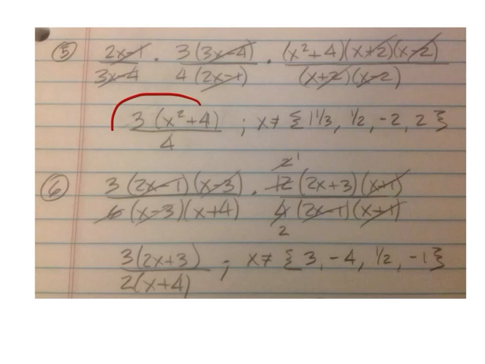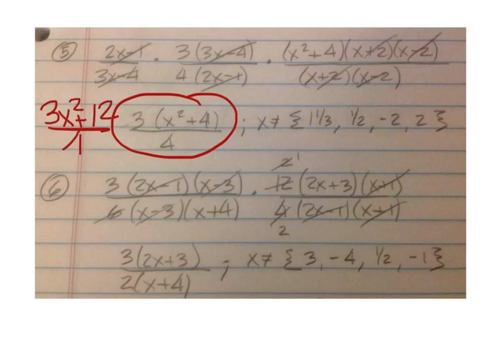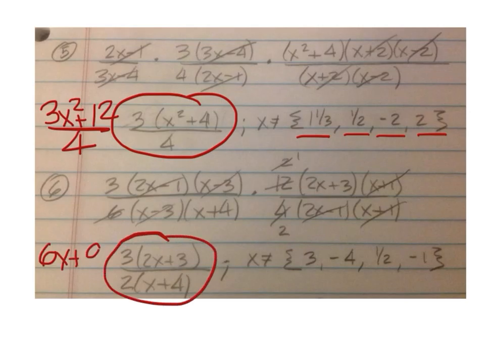On number 5, it is 3 times the quantity x squared plus 4 over 4, or you could have 3x squared plus 12 over 4. Then 1 1/3, a half, negative 2, and 2. On the bottom, you could have this, or 6x plus 9 over 2x plus 8. And then 3, negative 4, a half, and negative 1.